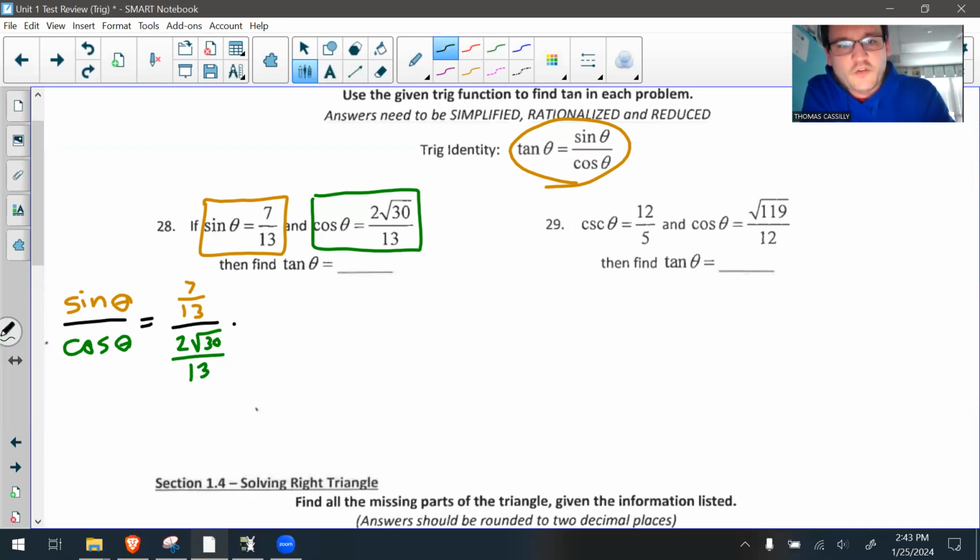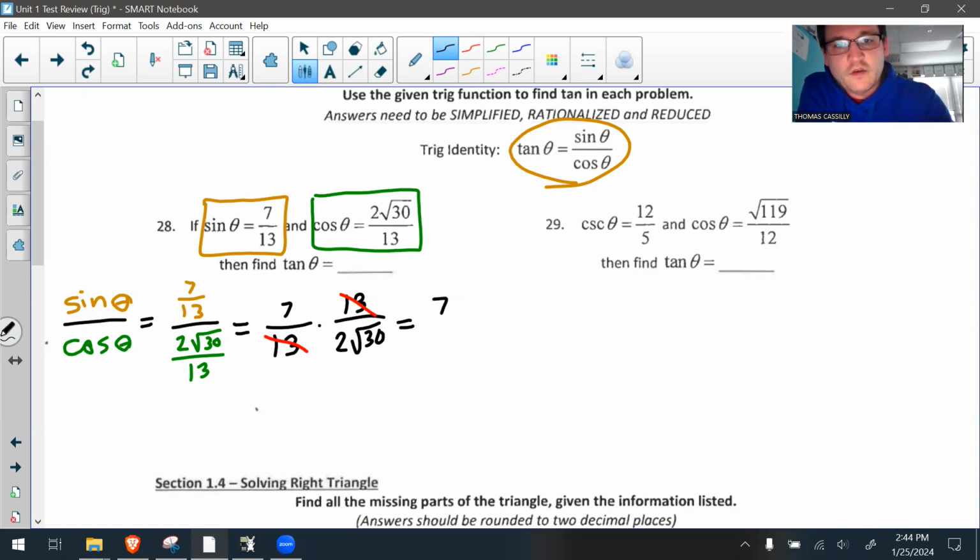Now, in algebra and in math, we don't like dividing fractions inside of fractions. That makes things a little bit messy, so we clean it up a little bit. The way around this is you take that bottom one, and you flip it upside down. So that 2 square root of 30/13 turns into 13 over 2 square root of 30, right? You take that bottom fraction, flip it upside down, and then we multiply it with the top. Notice how the 13s on top and bottom, you can cross cancel those out. And whenever you multiply fractions, go straight across.